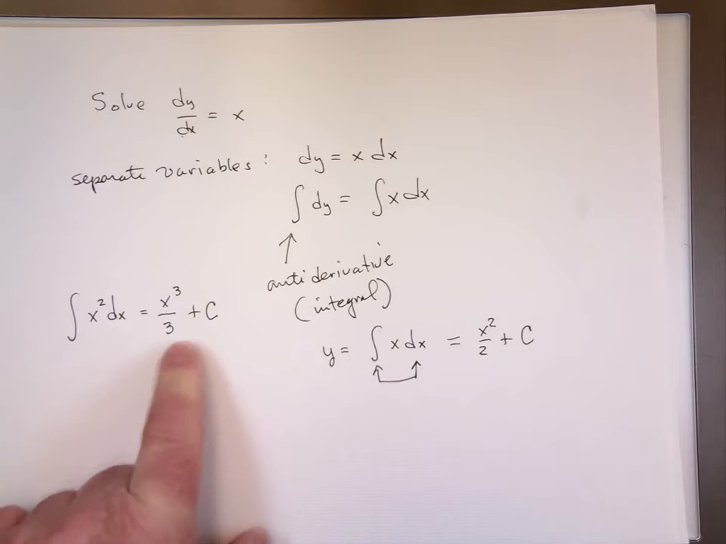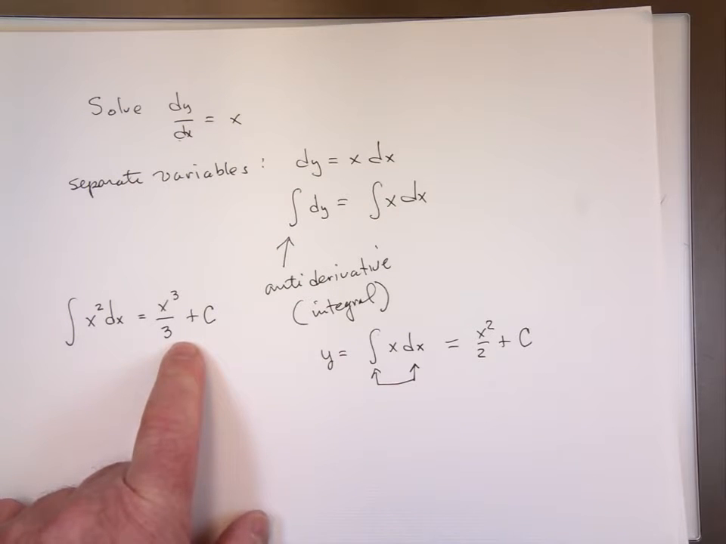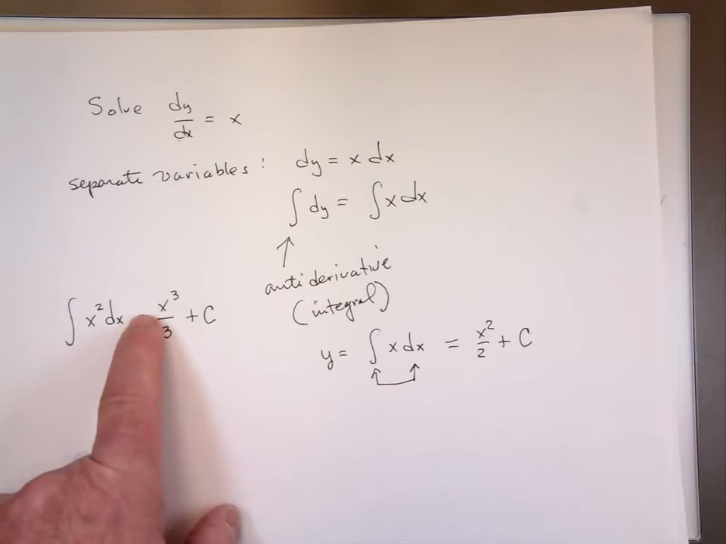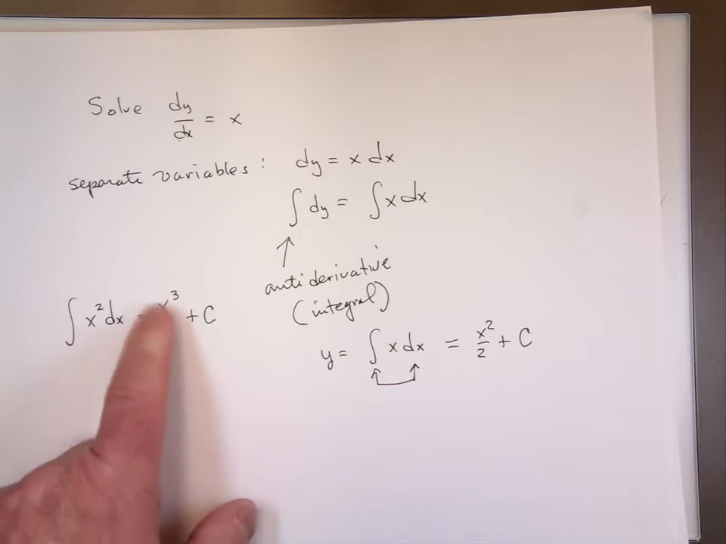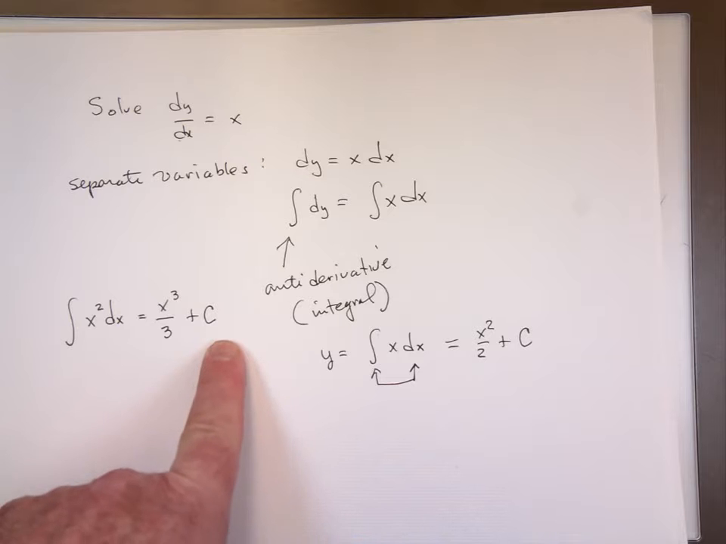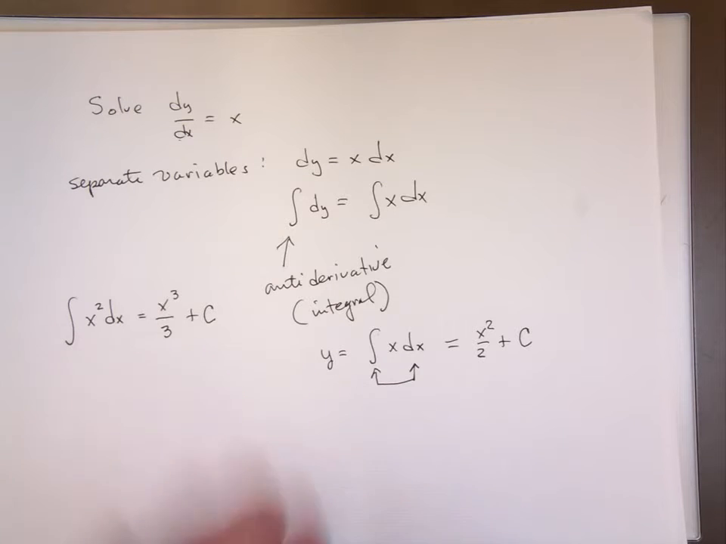How do you know it's true? Take the derivative. What's the derivative of x cubed? 3x squared. The 3's will cancel. You'll get x squared. What's the derivative of c? 0. That's the antiderivative or integral. Okay? How we doing?